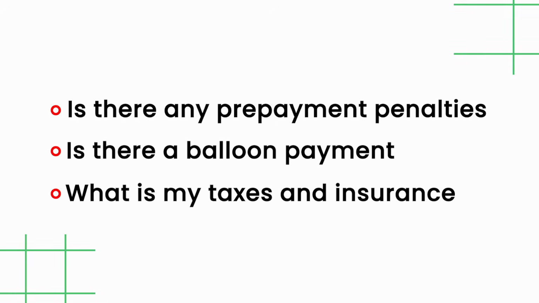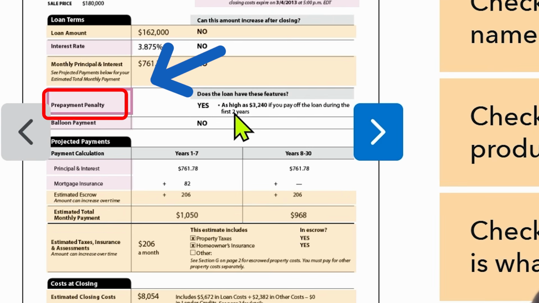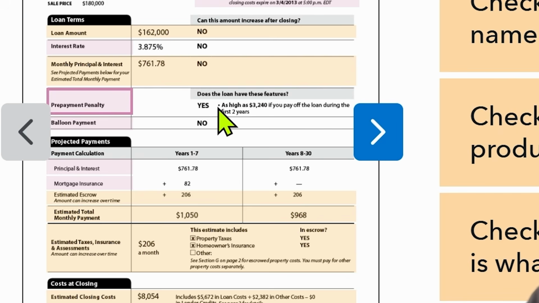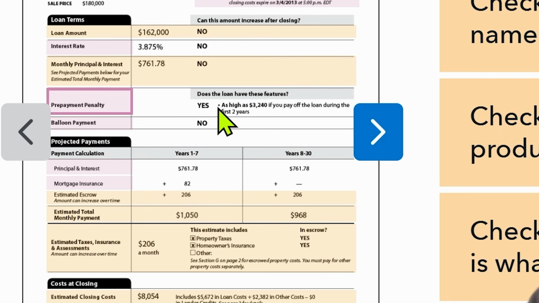Aren't that a part of my payment? Well, yeah, that's where this data starts coming through. First off, the prepayment penalties. Look at this. In most cases, you do not have a prepayment penalty, unless you have what they call a non-QM loan. That's probably the only case you'll have a prepayment penalty. But you want to check this to make sure if you have one or not.